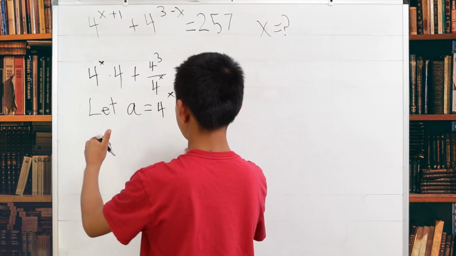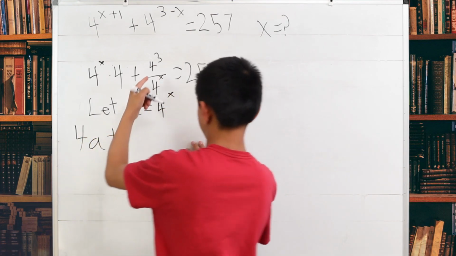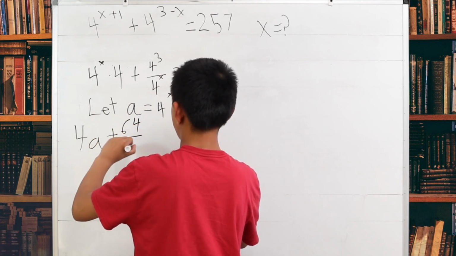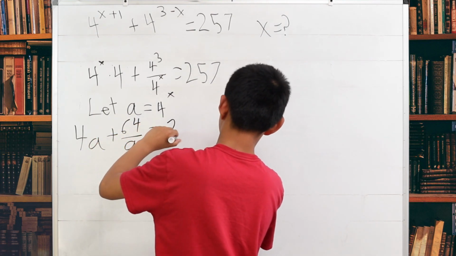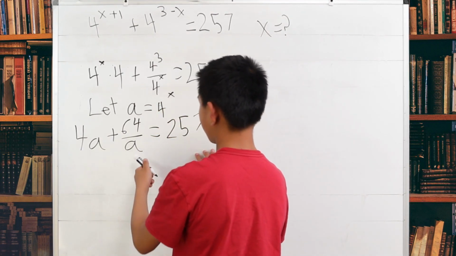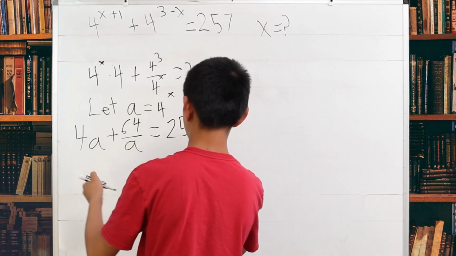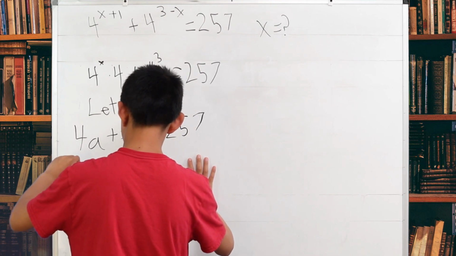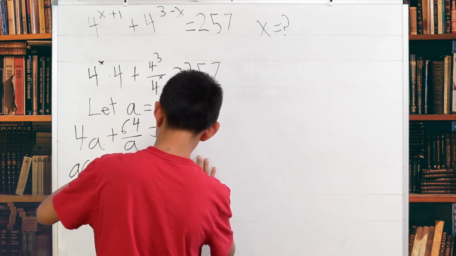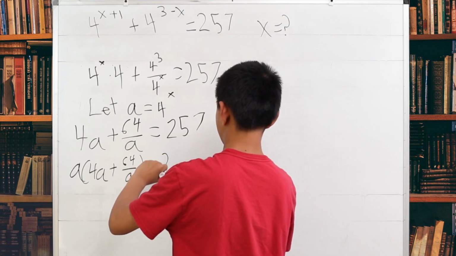4 times a is just 4a, so 4a plus 4 to the third power, that's just 64, so 64 over a is still equal to 257. Now, we see a problem here. There's an a here, and we need to get rid of that. So the easiest way to do that is multiply both sides by a. So a times 4a plus 64 over a is equal to 257 times a. That's just 257a.